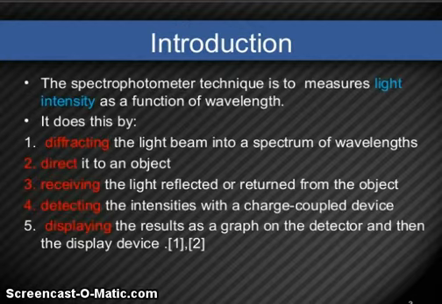Now, friends, the spectrophotometer technique is to measure the light intensity as a function of wavelength. We are measuring light intensity as a function of wavelength. It does this by diffracting the light beam into a spectrum of wavelengths, directing it to an object, receiving the light reflected or returned from the object, detecting the intensity with a charge coupled device, and displaying the results as a graph on the detectors and then the display device.